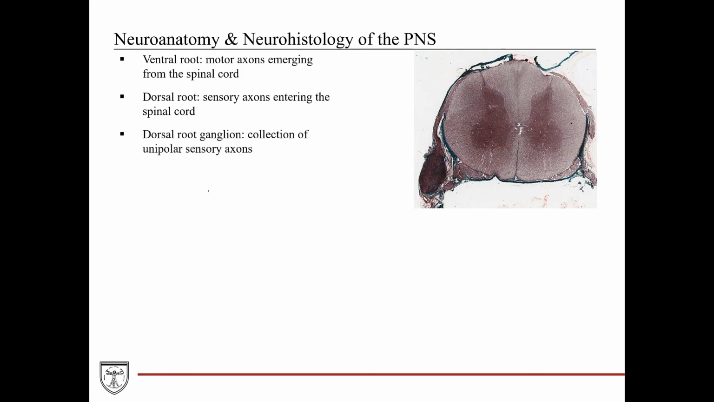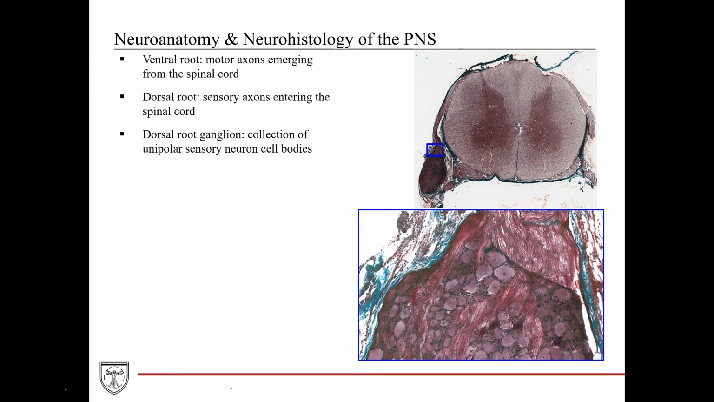Looking at the dorsal root ganglion histology a little more closely, and again, this is where a collection of unipolar sensory neuron cell bodies are aggregated. So looking at the dorsal root ganglion at a higher magnification, we can appreciate these large neuron cell bodies with large euchromatic nuclei and punctate nucleoli that are highly concentrated in this organ.